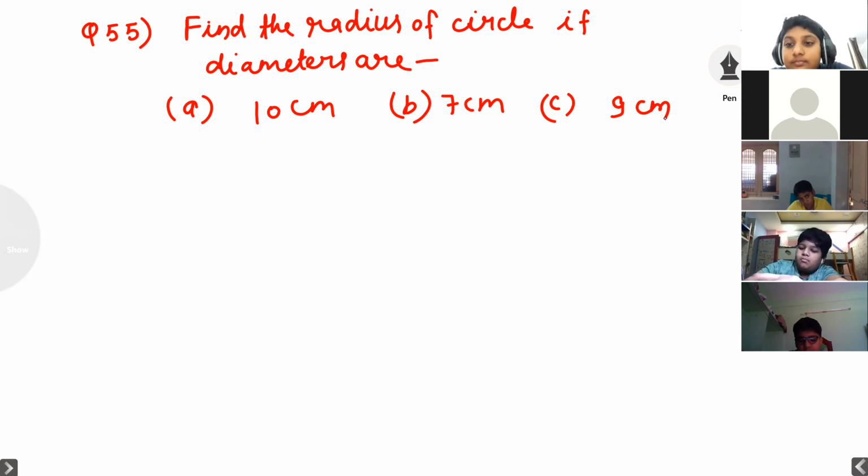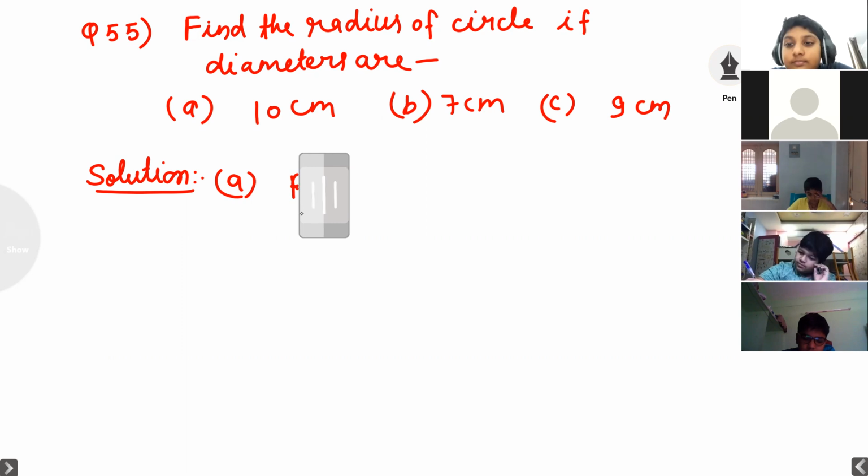Find the radius of circle if diameters are 10 centimeter. If diameter is 10 centimeter, what is radius? What is relation between diameter and radius? Radius is equal to diameter by 2. Half of diameter is called radius. Solution, first question. A question he has given radius r is equal to 10 centimeter.